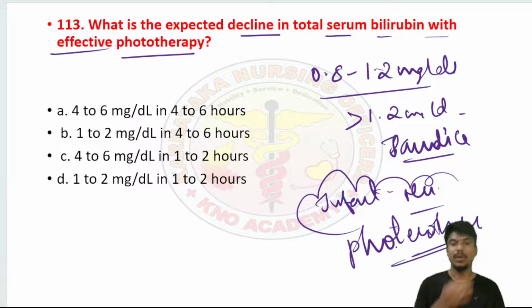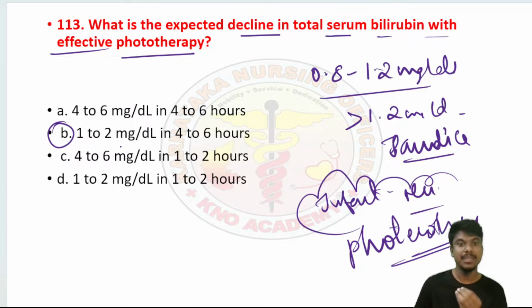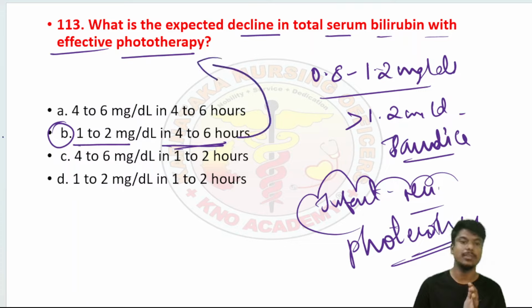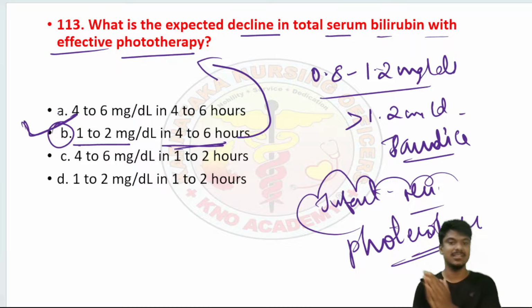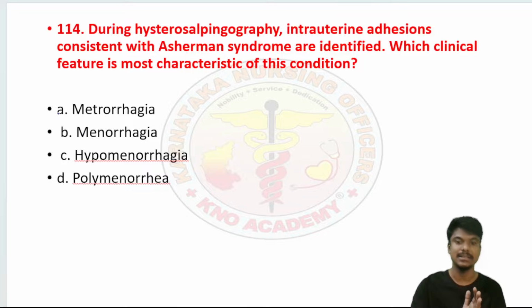Here the examiner is asking how you will confirm whether the phototherapy is effective or not. If there is a decline every 4 to 6 hours after the serial intervention of phototherapy, if bilirubin is coming down by 1 to 2 mg/dL over 4 to 6 hours, that indicates effective phototherapy. So option B is the right answer: 1 to 2 mg/dL over 4 to 6 hours. If there is a decline in the bilirubin amount, we call that effective phototherapy. So option B is the right answer.